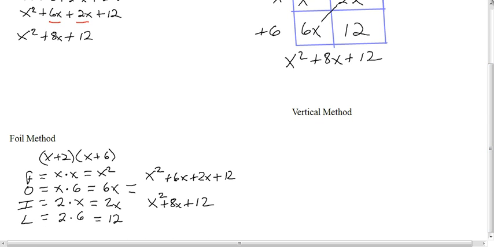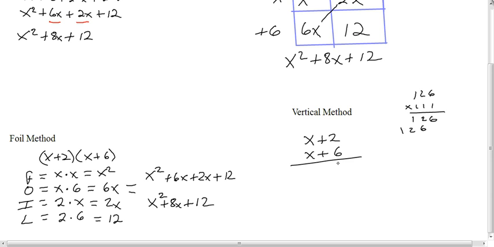Last method, vertical. That's just like if we are multiplying 126 times 111. It's the exact same thing. So we're going to set this up as x plus 2, and it's going to be times x plus 6. So here we are multiplying 126 here, we get 6, 2, and 1, and then when we start multiplying here, 6, 2, and 1, notice we put the next value when we are multiplying directly under the actual term that we are multiplying by.